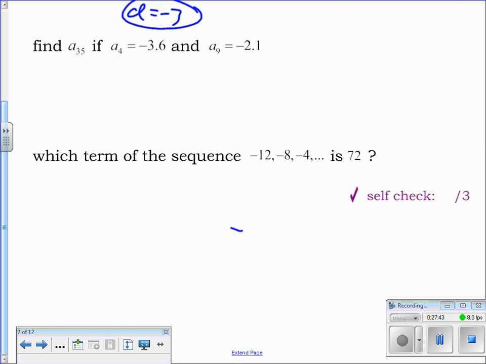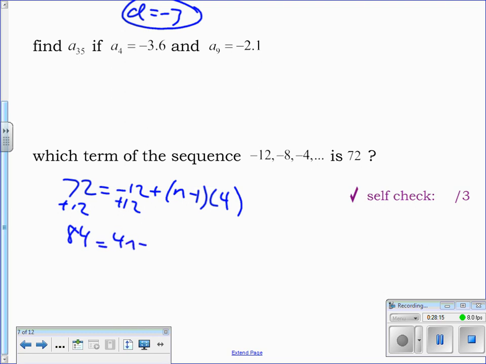Last one, we want to know what n is. So the 72nd term, the first term is negative 12. Plus, or sorry, the last term is 72. N minus 1. And what's our d? Plus 4. We're going up by 4. So it's 4. Okay, distribute. I'm going to add 12 at the same time I distribute. So if I add 12 and then distribute and add 12, I get 84 equals 4n minus 4. Add 4 again. 88 is equal to 4n. Divide by 4, and n equals 22.